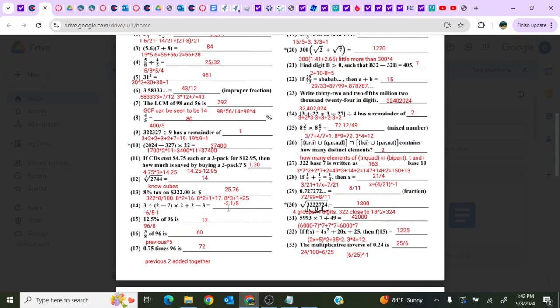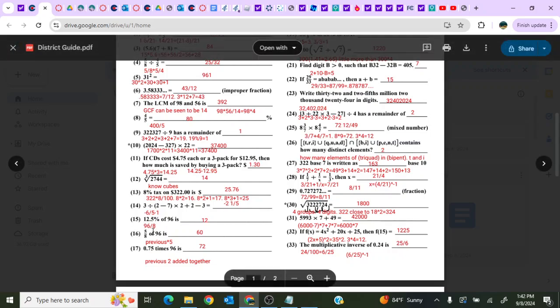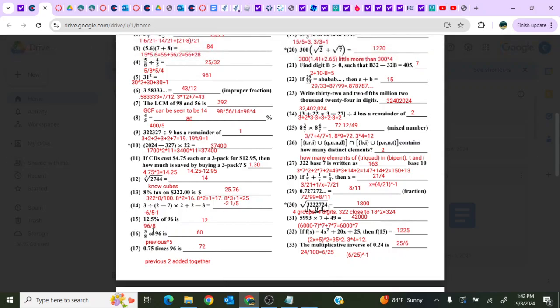And then 16, 5/8 of 96. Well, the 5/8 is 5 times 1/8. So multiply the previous answer by 5, and you get 60.